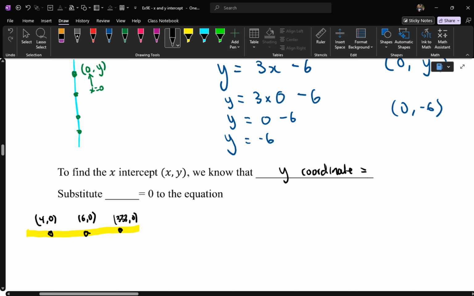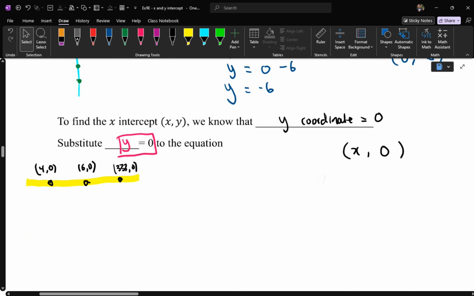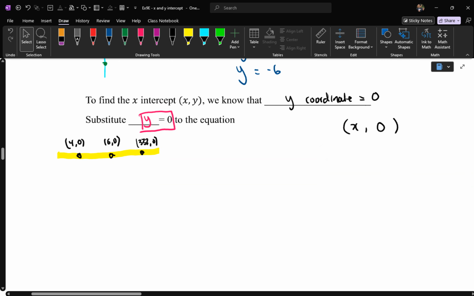must always equal 0. So if that's the case, if we know that the y has to be 0, well, how do you work out for x? Well, again, same concept. We substitute y equals 0 into your equation. So what was our equation again? It was y equals 3x minus 6.